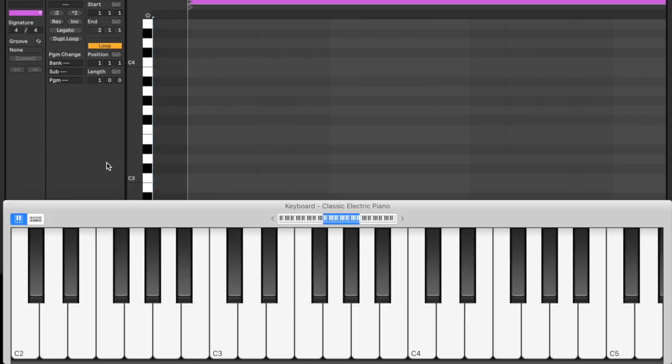Now, the scale that we're using sounds quite happy. But it doesn't sound happy because we're starting off on C. Actually, that's beside the point.